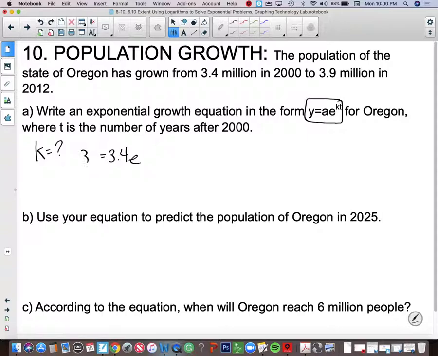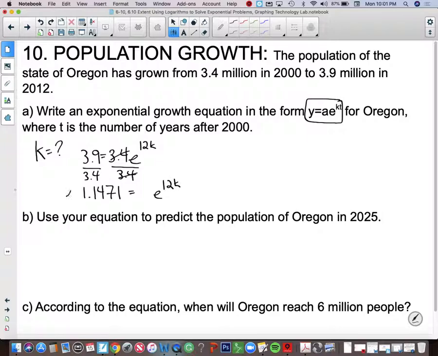So my ending amount is 3.9 million. And then we now have a value for t, because 3.4 was in 2000 and 3.9 was in 2012, so that is 12 years. So we have 12k up above, and now we can solve. Divide by 3.4 on both sides, and then you're going to use your wonderful natural log to get that exponent down. So 3.9 divided by 3.4 is 1.1471. So that's going to be equal to e to the 12k.